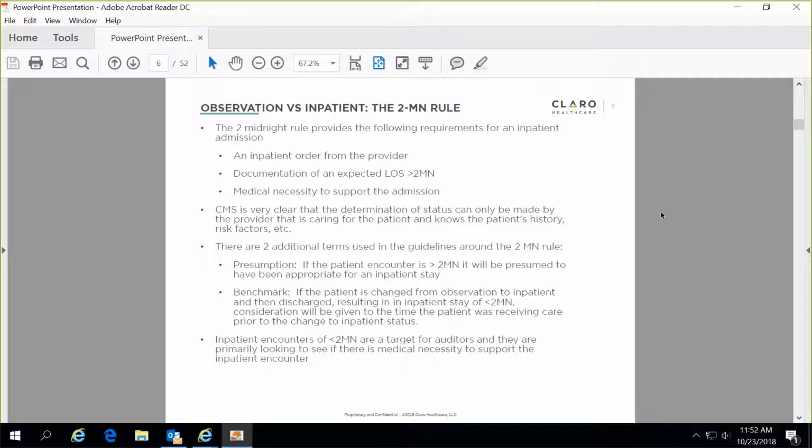And then a benchmark. If the patient's changed from observation to inpatient and then discharged, resulting in less than a 2 midnight stay, CMS considers all of that stay, even if they've transferred from another hospital, within that 2 midnight. So that should be considered. How long have we been having to take care of this patient right now, even in an observation status? So it's a benchmark there of that care. How long is the patient receiving care prior to that change in status to inpatient?